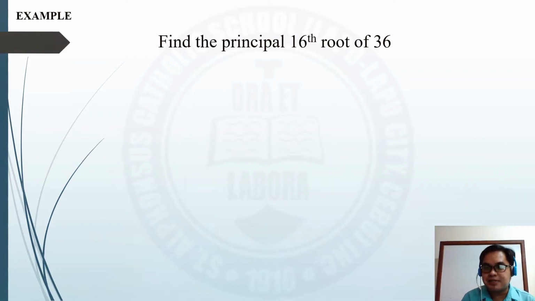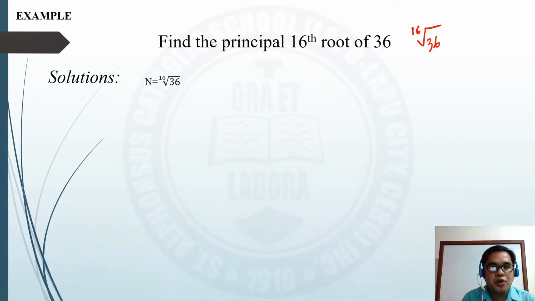Since we are asked to find the principal 16th root of 36, we have to transform this statement into its symbol. So its symbol will become the 16th root of 36. Now, here are the solutions. So we are going to equate this given to n. After that, we will transform this radical expression into its exponential form, and n is equal to 36 raised to 1 over 16.